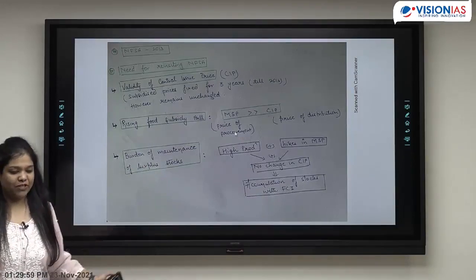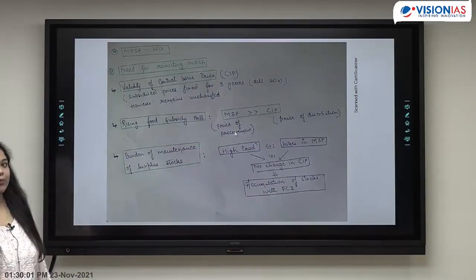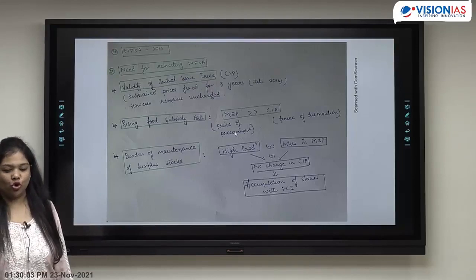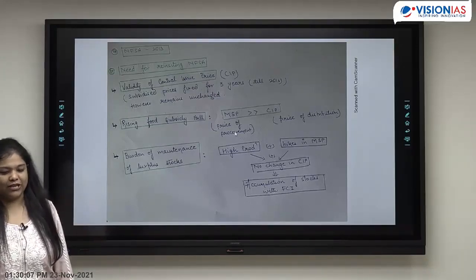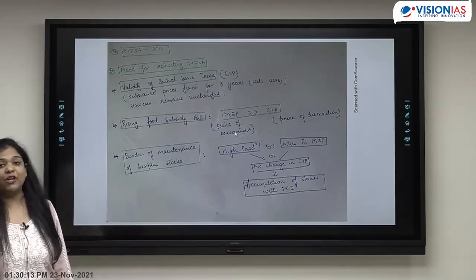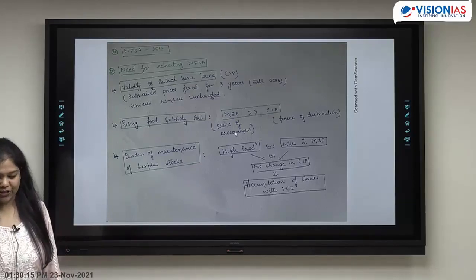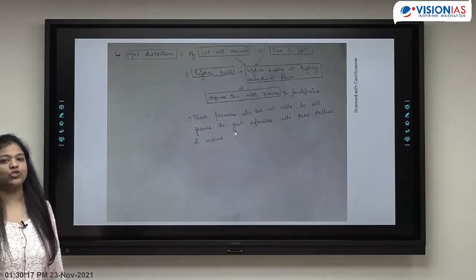So it is perceived that because of this, the burden of maintaining the food stocks, or the surplus stock within the FCI godowns, is increasing. Why? Because there is high production and a hike in MSP. At the same time, there has been no change in the central issue prices. So there is an accumulation of stocks which is happening.